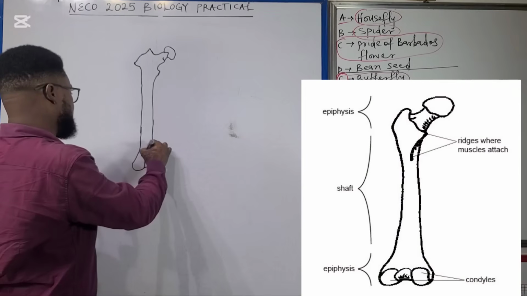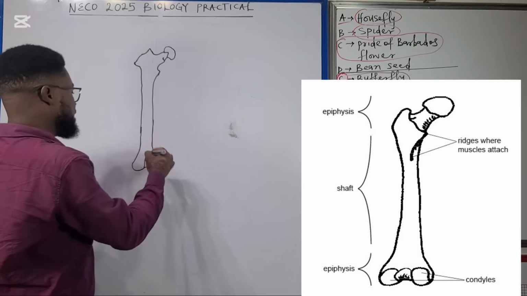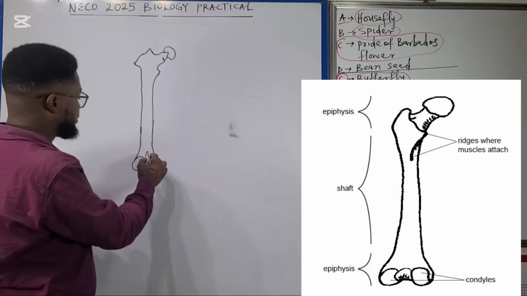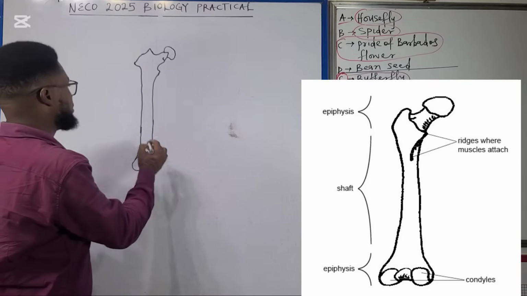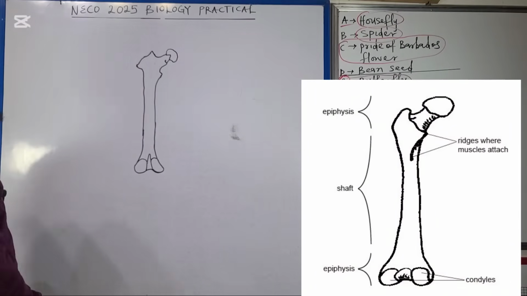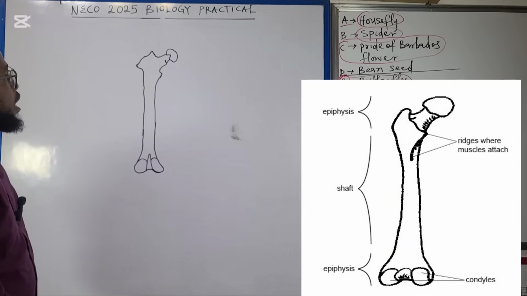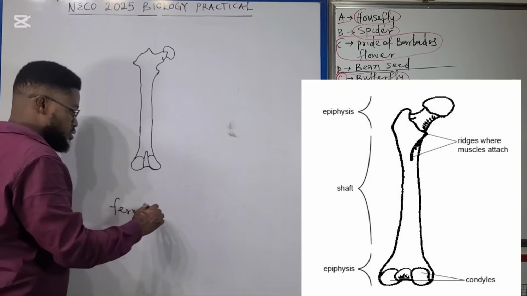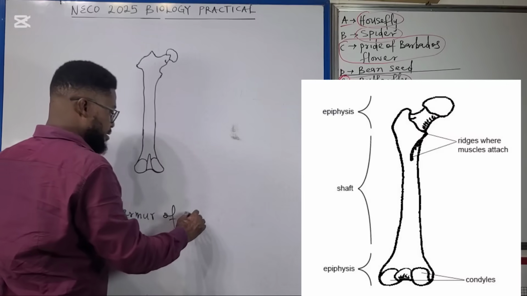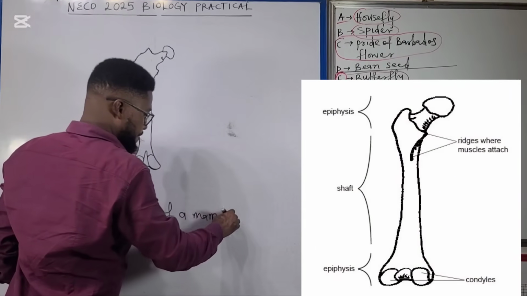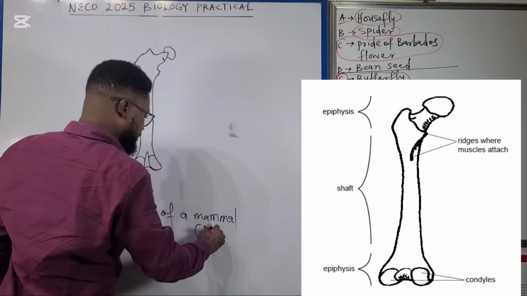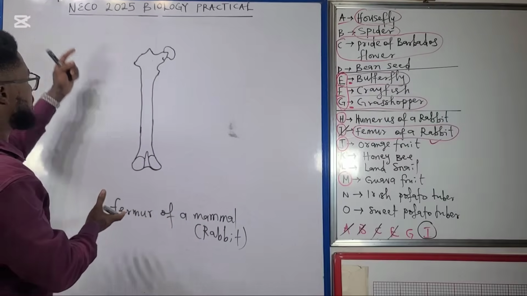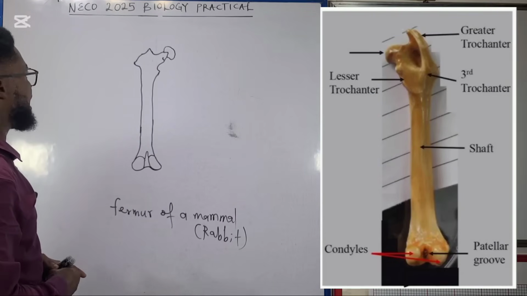Okay, you can then have something like this on the inside, so that this represents our articulation point. So this here is the basic plan for the femur of a mammal, more specifically a rabbit. Next up is for us to label this diagram.